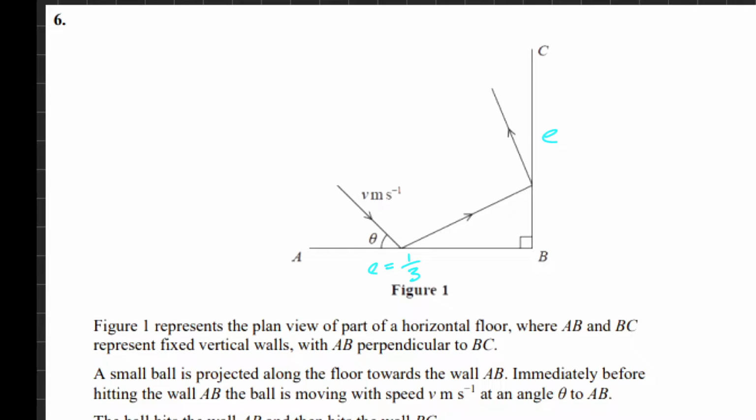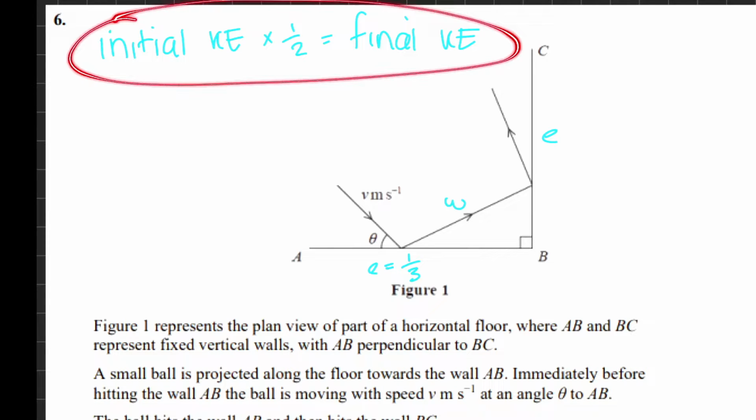So let's just do a tiny bit of labeling. Let's call the final velocity of the ball after the first impact W. And that allows us to form an equation, okay? Because we know that the initial KE times by a half equals the final KE, because it loses half of its kinetic energy.